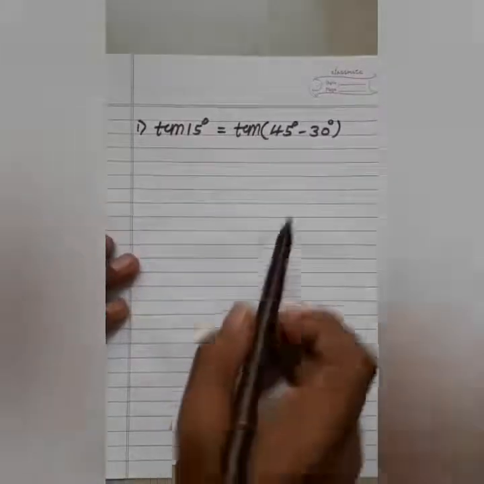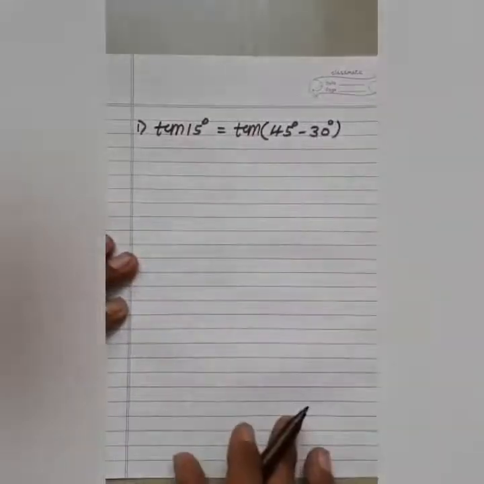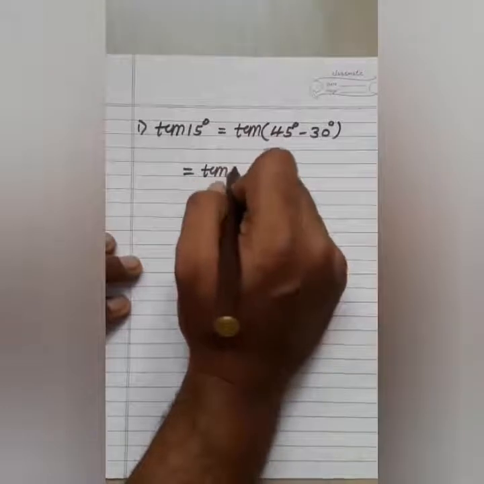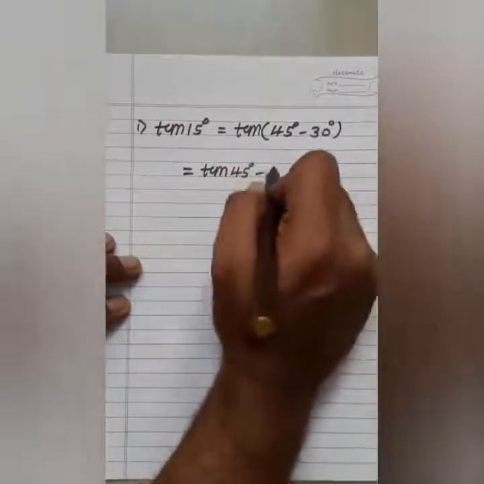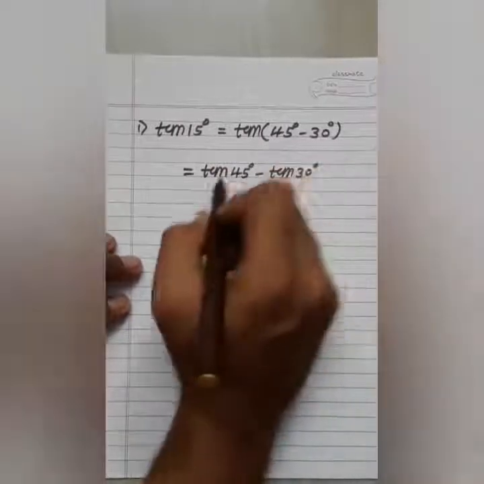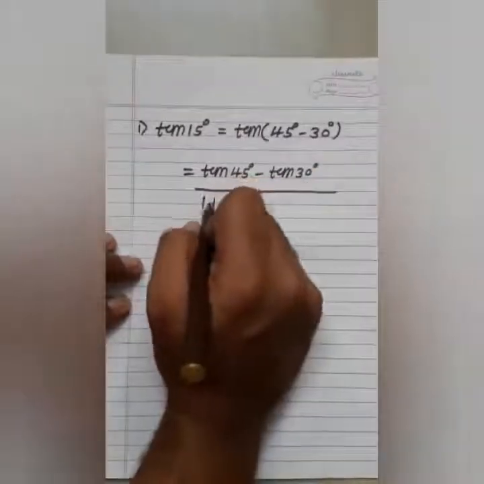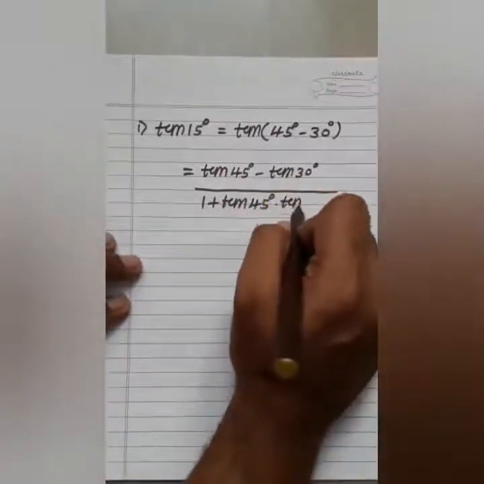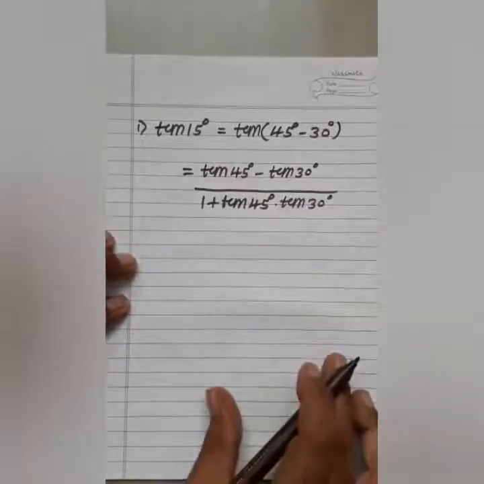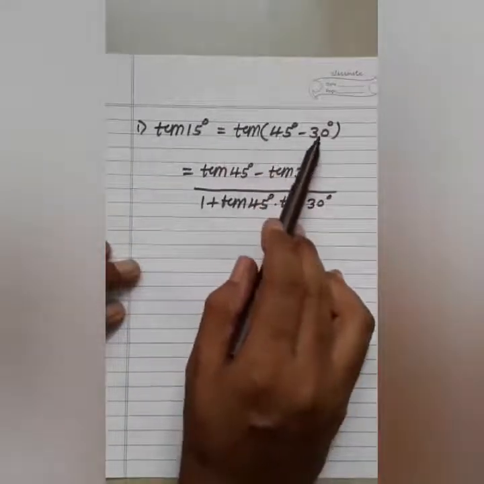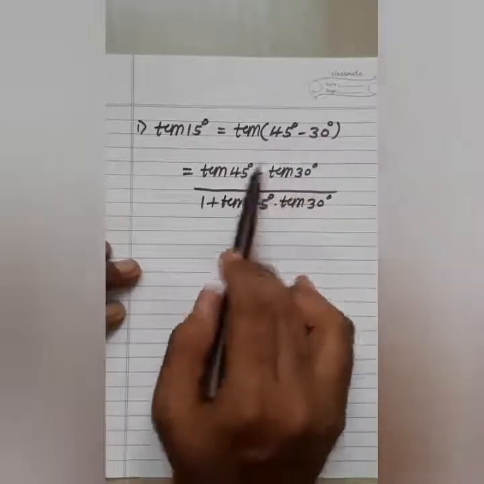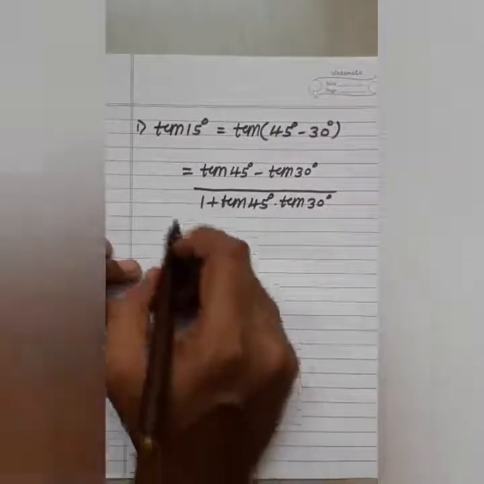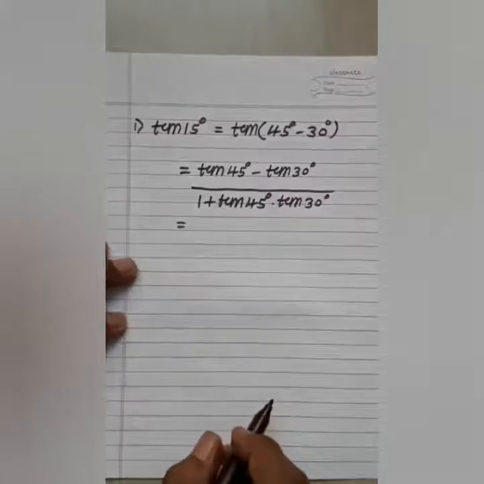Now apply the identity tan(A minus B) is equal to (tan A minus tan B) upon (1 plus tan A into tan B). That means tan 45 degree minus tan 30 degree upon 1 plus tan 45 degree into tan 30 degree. Now all these values are present in the trigonometry table.